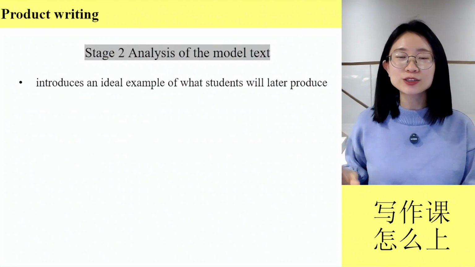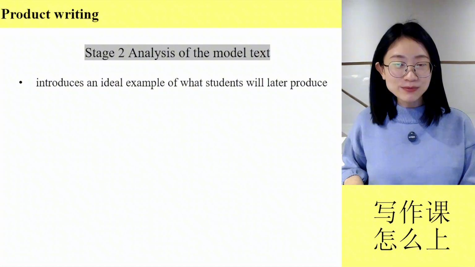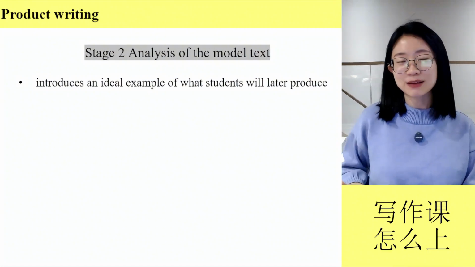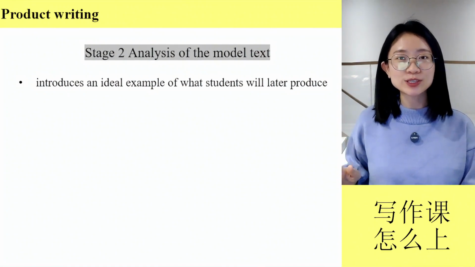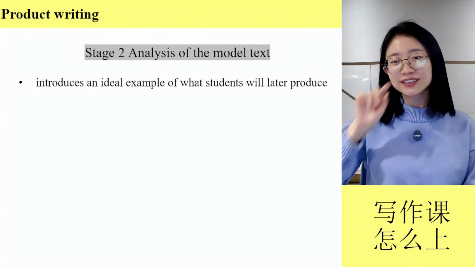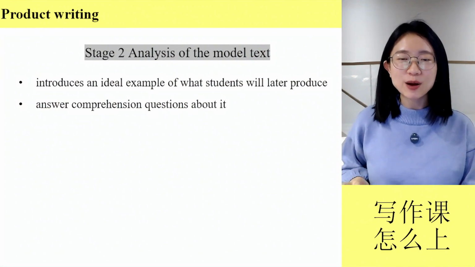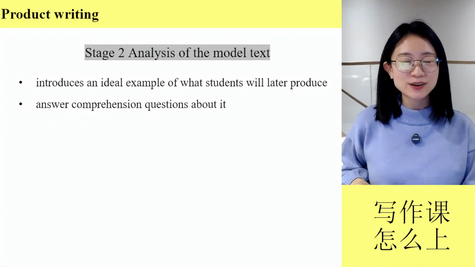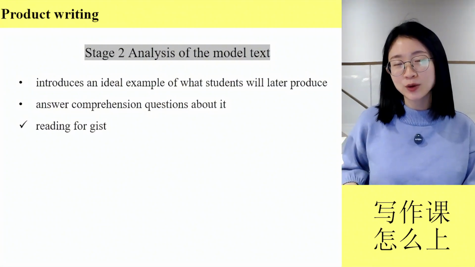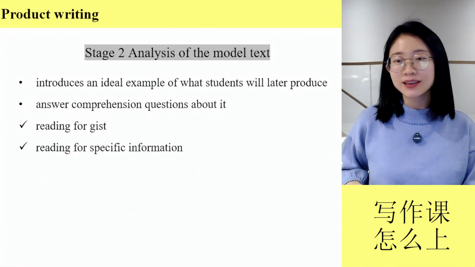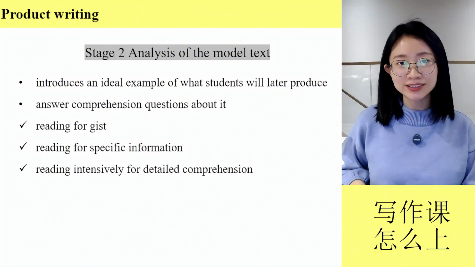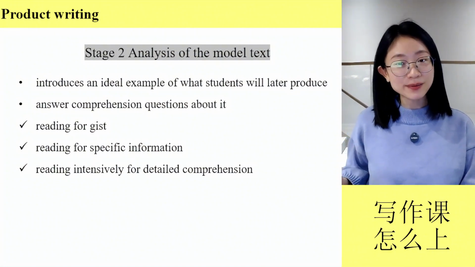So the teacher will introduce an ideal example to students, and then students will analyze this example because later they need to produce something similar. So how to analyze the example? Usually by answering some comprehension questions about it. For example, students can read for gist and answer some questions about the main idea. And they can also read for specific information or detailed comprehension and answer some questions about them.